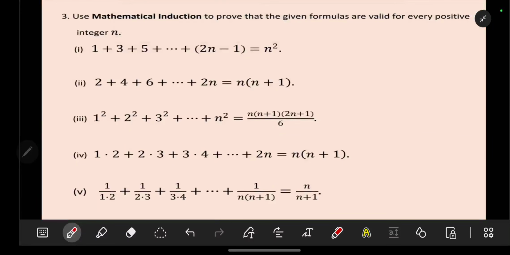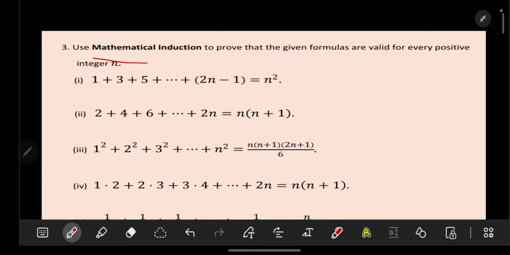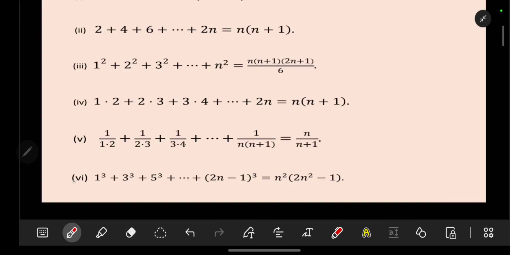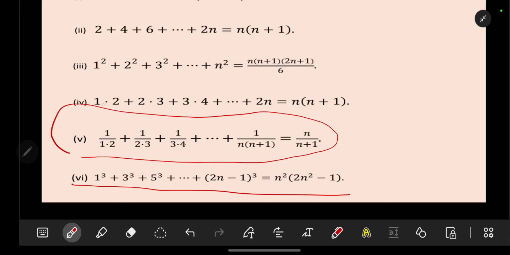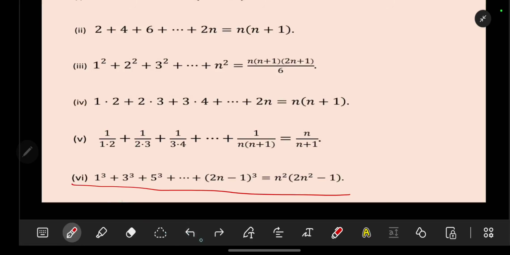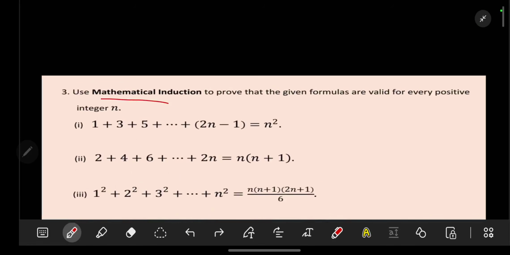So here today we are going to be looking at mathematical induction. We are going to be solving all these problems, question 1 to 6. After this, you will never have any challenge dealing with this type of mathematical induction. So now, what are we going to be looking at?